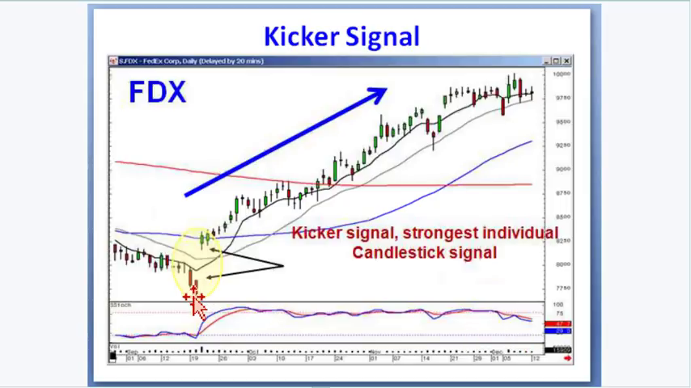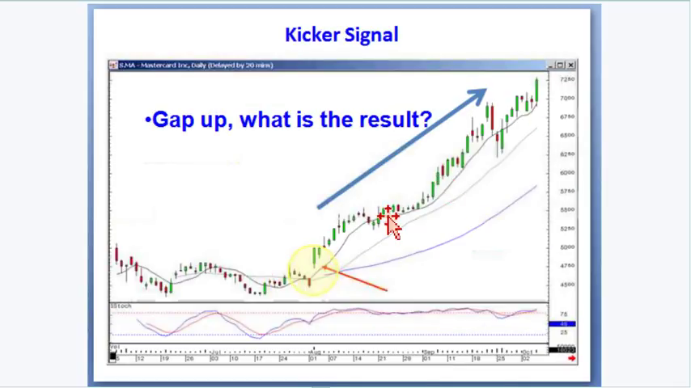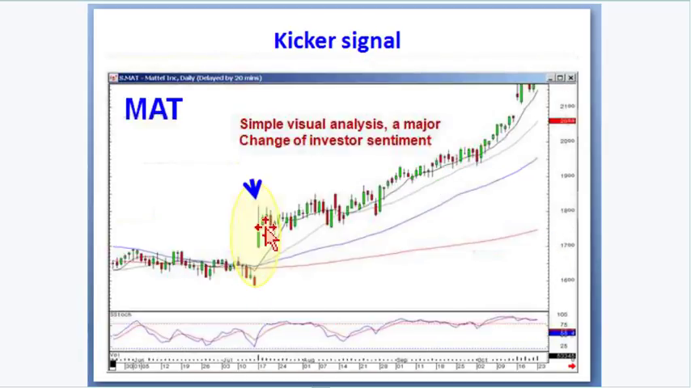The kicker signal, again, opens here, closes here. They gap it up. And remember, that gap up and going the opposite direction is just a clear illustration that there's been a major change of investor sentiment, which usually has a lot of follow through. So anytime I see that gapping up, this is what alleviates that hesitancy to say, oh, I don't want to buy a stock that's up 5, 10, 30, 80%. You do if it's going to produce another 400% upside for you. So that gap up is what is telling us that we should be looking for this type of result. And once again, the bigger the signal, the more compelling there's been a major change of investor sentiment.